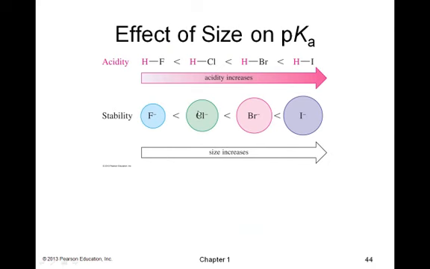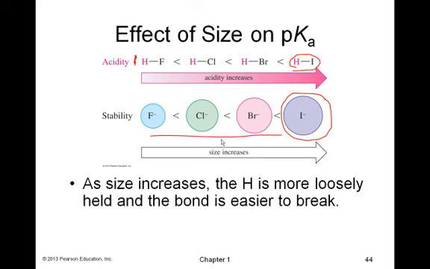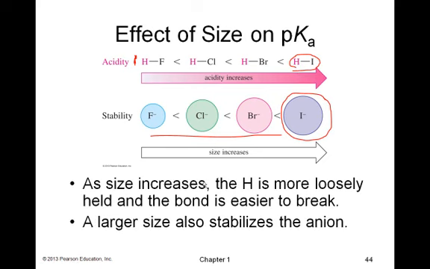Here's the size of the conjugate base. So here are the acids that we want to look at. If you look at their conjugate bases, I minus is a very big conjugate base, and the bigger it is, the better it's able to stabilize the extra electron. So it'll have a more stable negative charge. And so this would be a weaker base than any of the rest, and since it's a weaker base, its conjugate acid will be stronger. So the larger size stabilizes the anion.